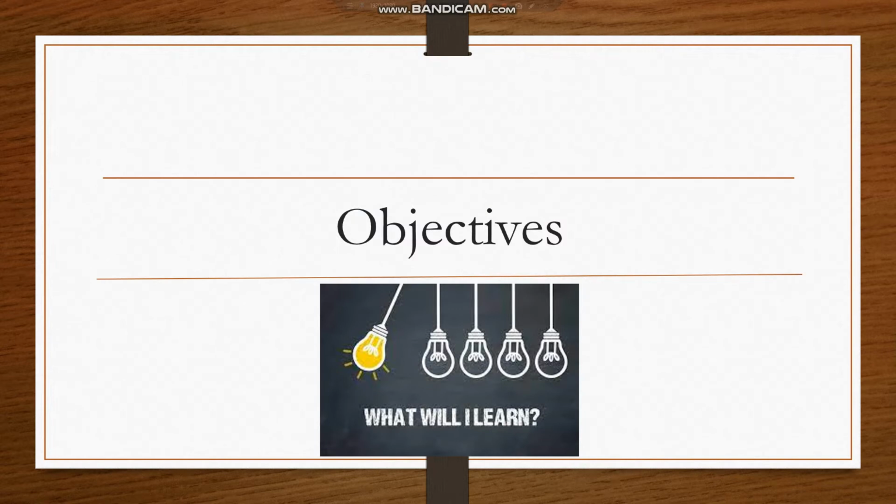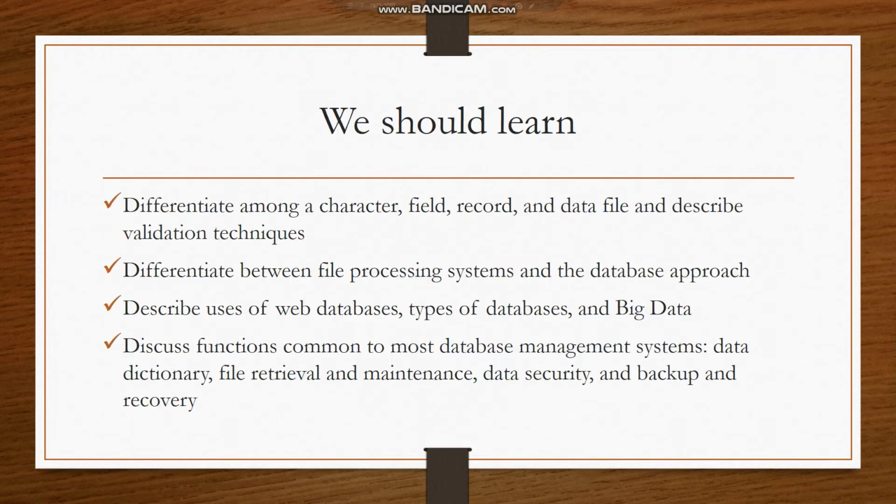We are out to learn 10 objectives in this module. The first one is to differentiate among character, field, record, and data file and describe validation techniques. The second is to differentiate between file processing systems and the database approach. The third one is to describe uses of web databases, types of databases, and big data.